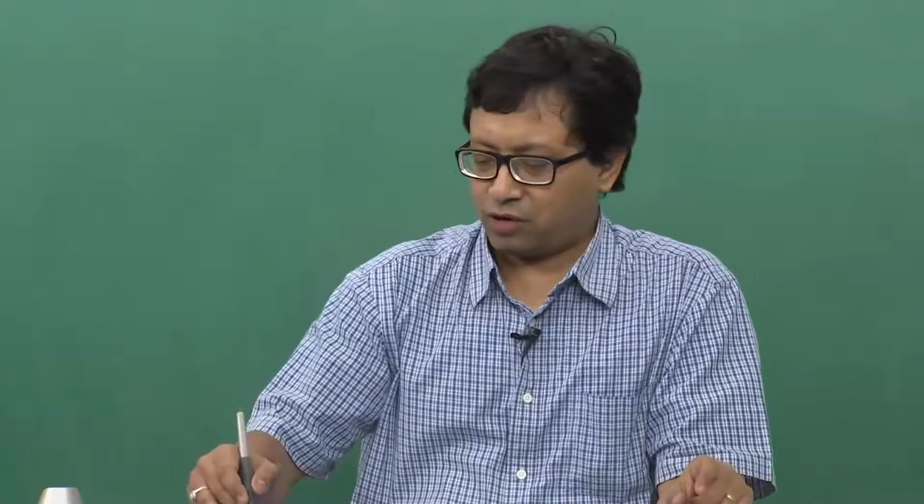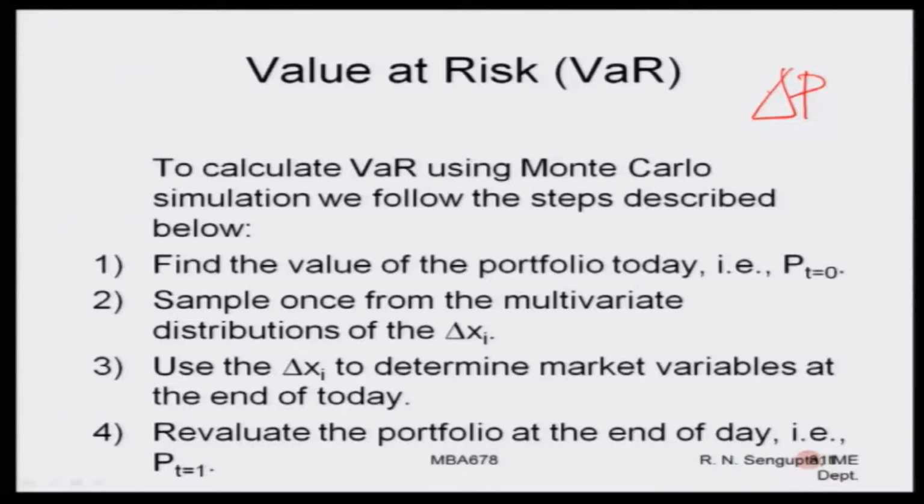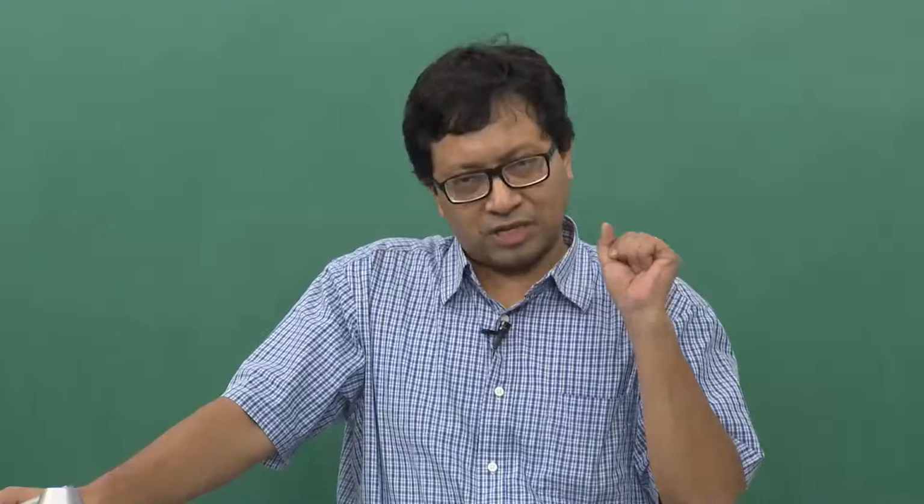Then you increase or decrease your portfolio value by this amount. That means, if the change of the portfolio between day 1 and day 0 is delta P, you add this and find the new portfolio value. Again you simulate individually, one at a time, from the simple univariate normal distribution for the same assets for day 2.